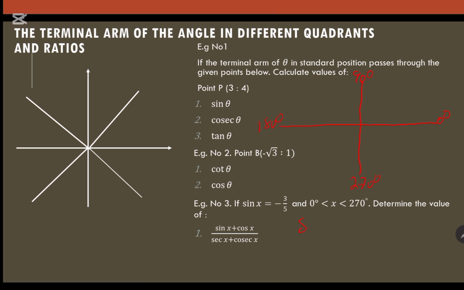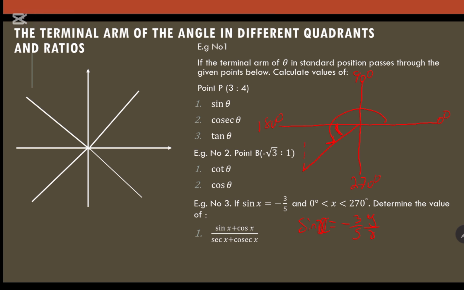They say sine x is equal to -3/5. What does the ratio of sine say? We say it is y over r. So that means the value of y is negative. In which quadrant is the value of y negative? Between quadrants 1, 2, and 3, it's negative in the third quadrant. So this angle lies in the third quadrant. So this is the angle, and the acute angle we're going to focus on is this.